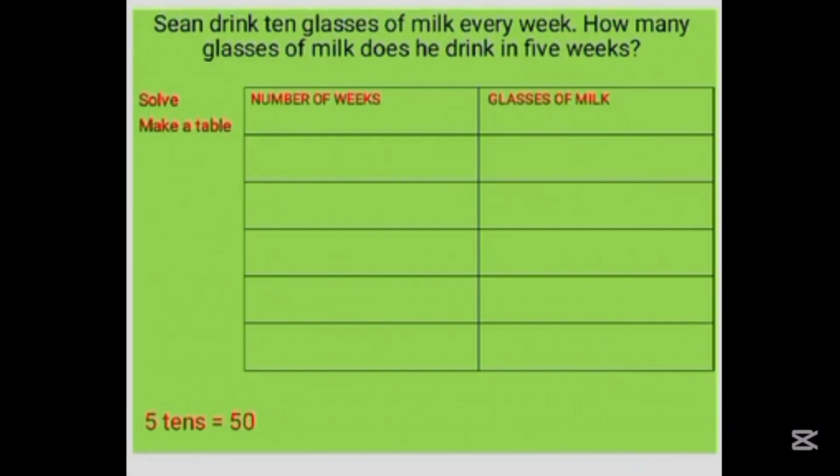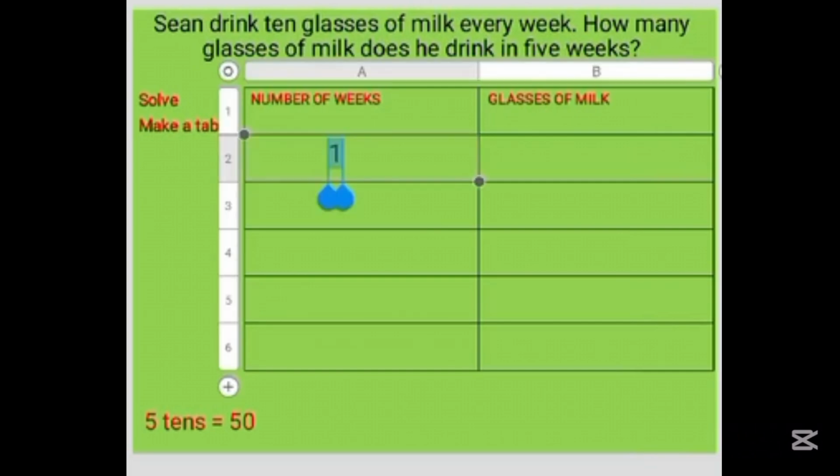Sean drink 10 glasses of milk every week. How many glasses of milk does he drink in 5 weeks? So, ulit tayo. Gawa tayo ng table ng may 5 kasi 5 days. Intindihin natin yung problem ni Sean. So, dahil sa tanong, sa problem ay kailangan natin mahanap kung ilang glasses ang nainom ni Sean in 5 weeks. So, lagay na natin yung 1, 2, 3, 4, 5.